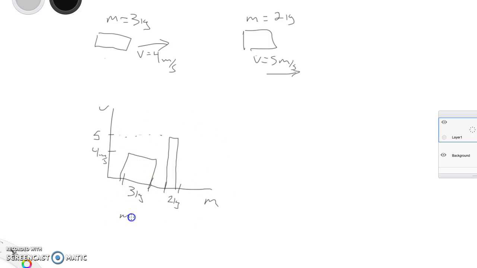Okay, well, that would be, in this case, mv plus mv. So 3 and 4 make 12 kilogram meters per second, and 2 and 5 make 10 kilogram meters per second, giving us a total of 22 kilogram meters per second. So this represents the total momentum of our system.